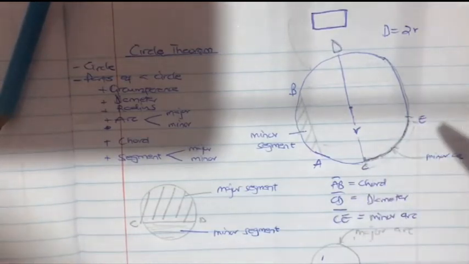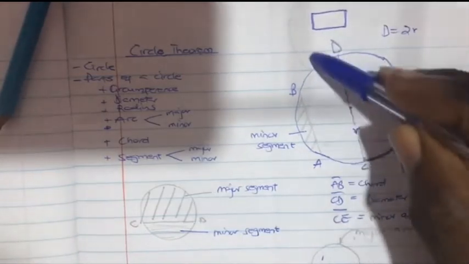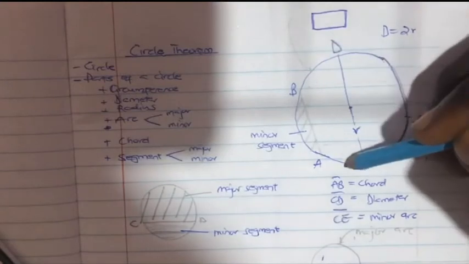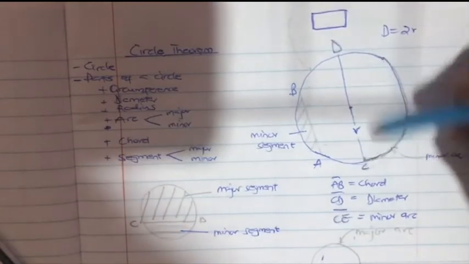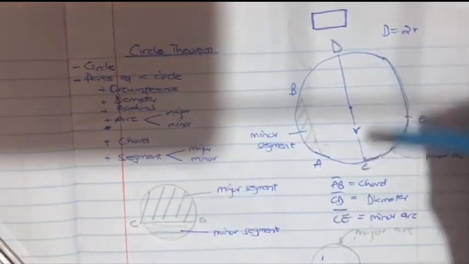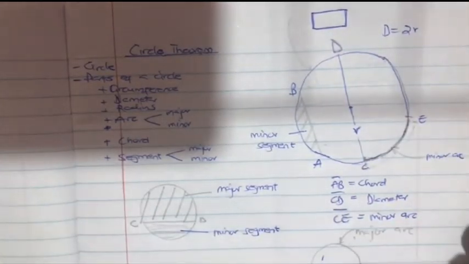Also, you can see that this is the longest chord, because of all the chords that we have. So this is one chord, this is another chord, this is also another chord, but if you measure their lengths, you see that the diameter is the longest chord. Okay, so now let's move on to the first theorem.